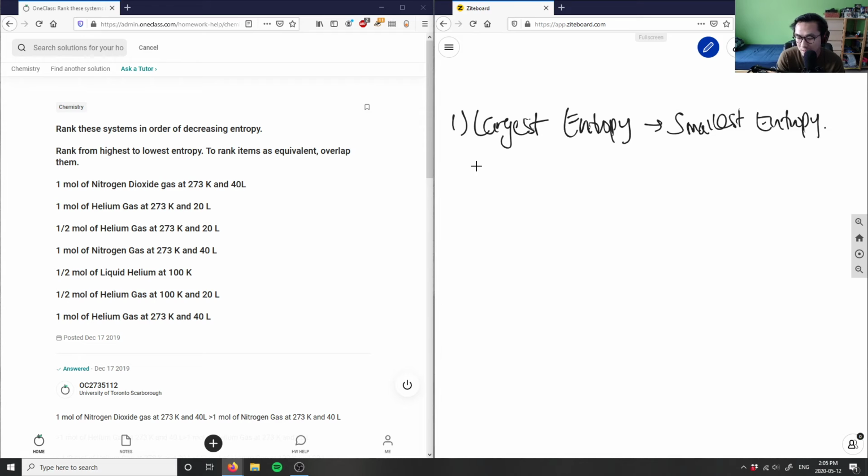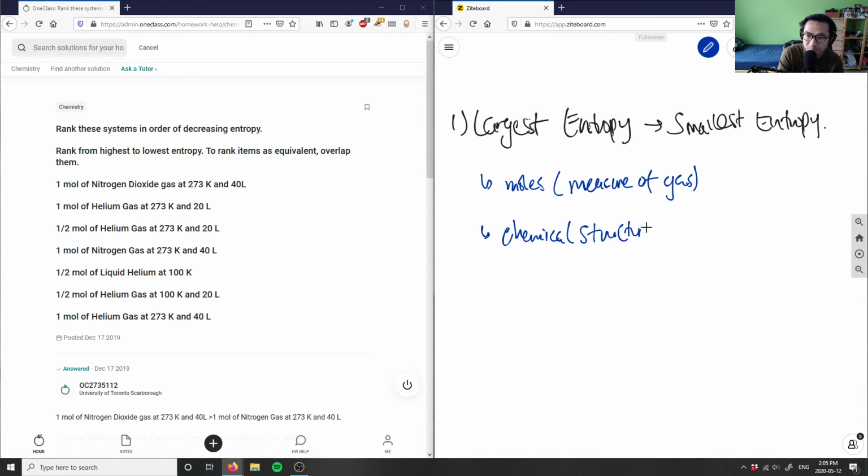So we're going to look first at the moles, the amount of gas there is in the compound. So the moles is our first factor. Our second factor is the type, or what chemical it actually is, so the chemical structure. Thirdly, we have temperature. And finally, volume is a factor: 40 liters, and some of them are at 20 liters. So volume is our fourth factor.